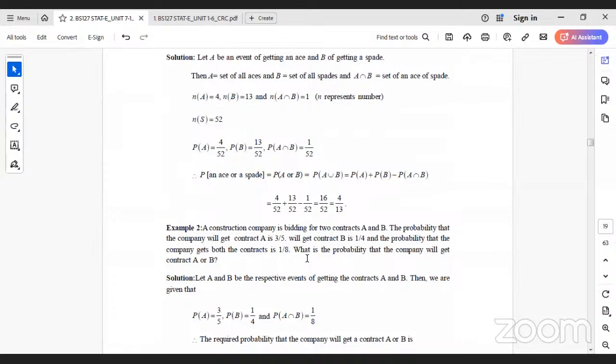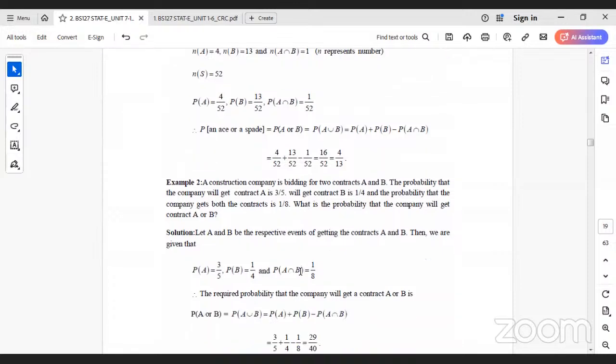Next example. A construction company is bidding for two contracts, A and B. The probability that the company will get contract A is 3 by 5, will get contract B is 1 by 4, and the probability that the company gets both contracts is 1 by 8. What is the probability that the company will get contract A or B?